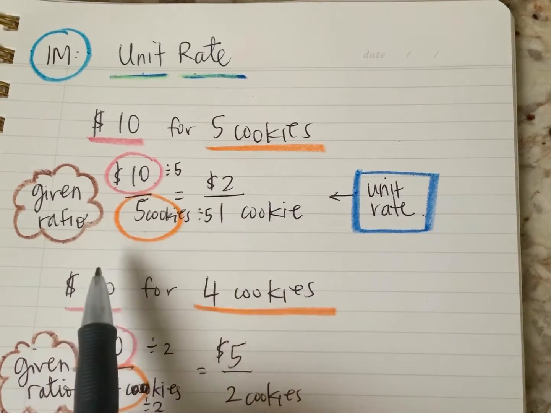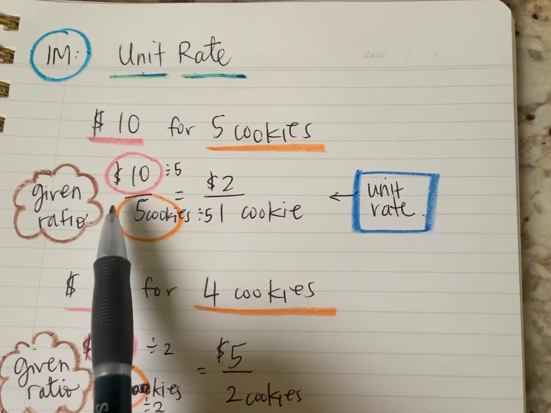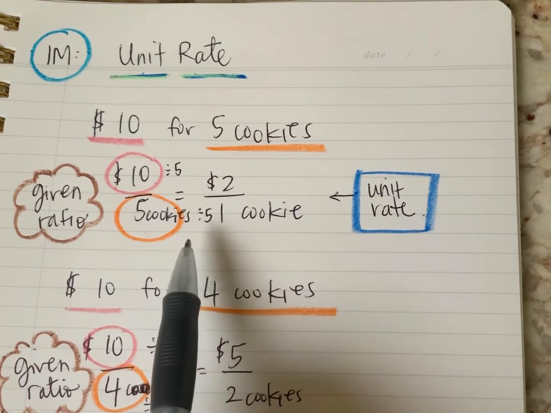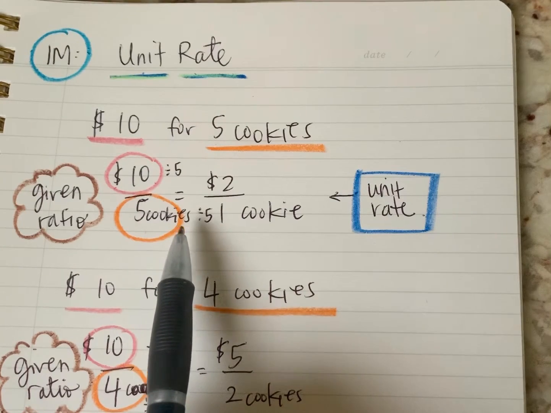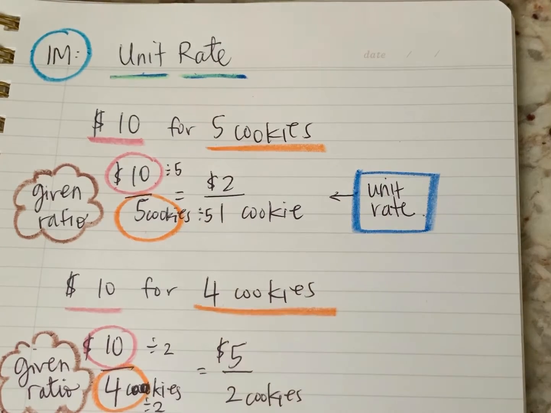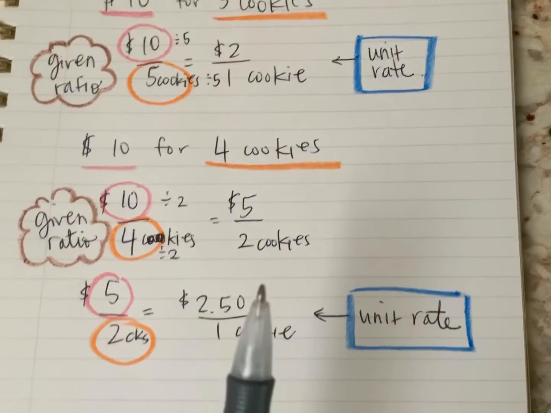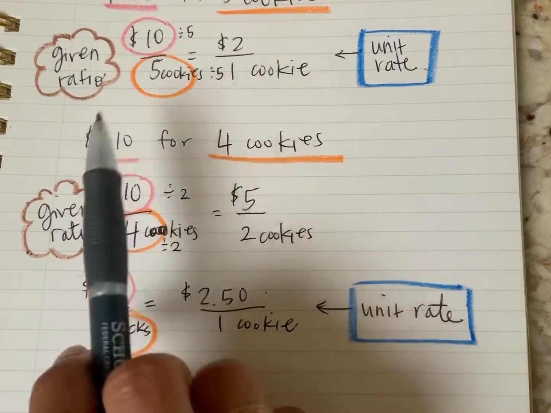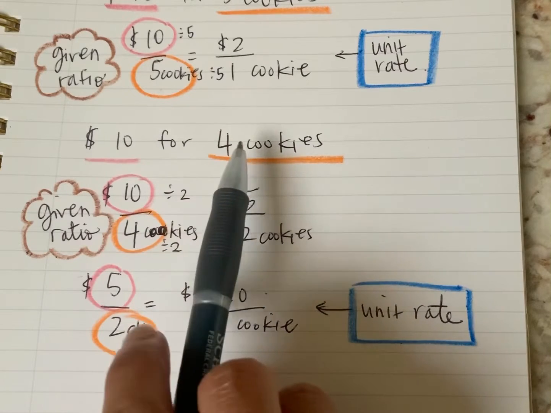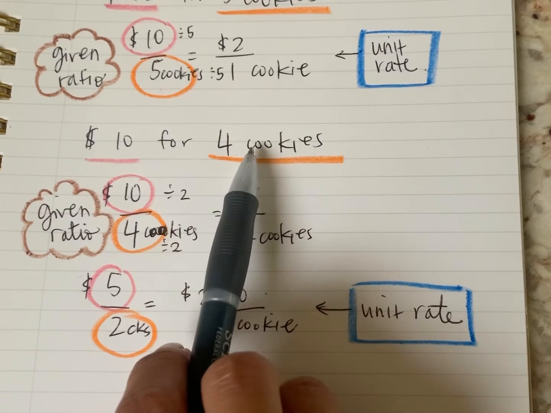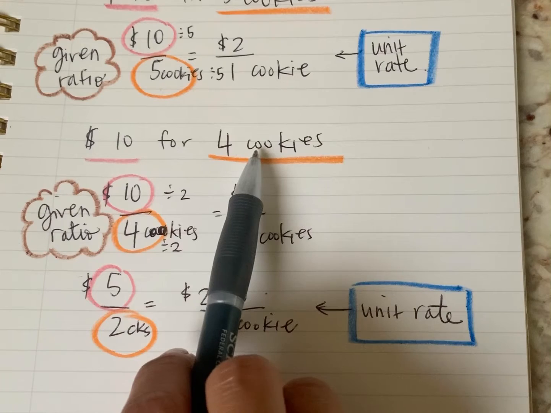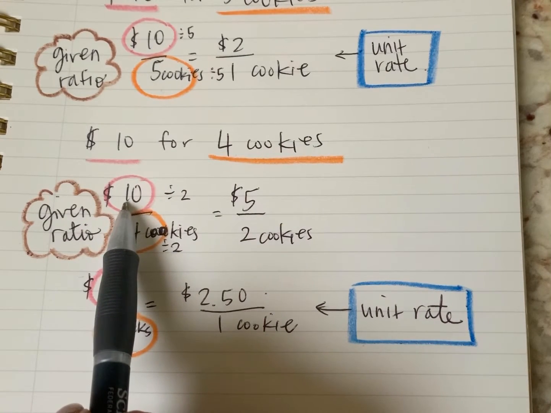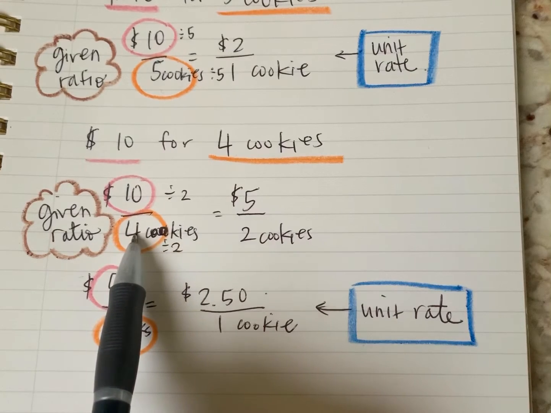Because we can already tell that 10 over 5 is going to be 2 over 1. We already know that because this is a very friendly fraction. But what happens when it's not as friendly? Let's take a look at that. So now we have, again, still using cookies, $10 for 4 cookies. It's not going to be as clean, right? Because 4 is not a factor of 10. So here we have the given ratio, $10 over 4 cookies.